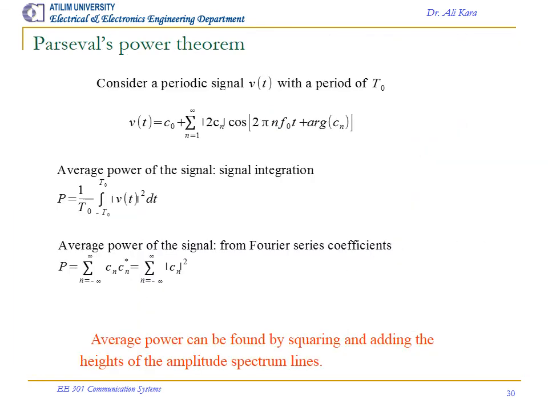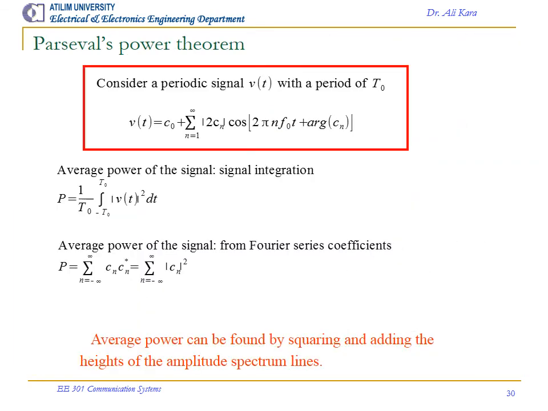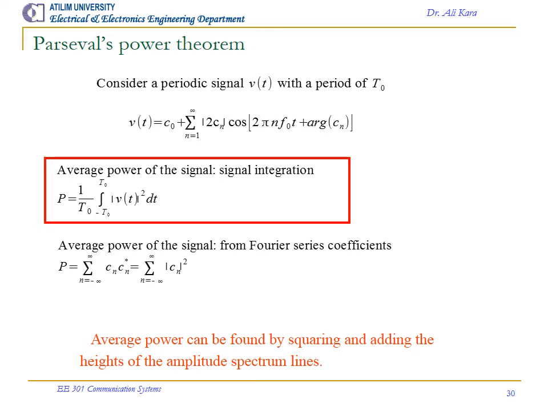Parseval's power theorem. Consider a periodic signal v of t, with a period of T0. According to Parseval's theorem, the average power of a signal can be found by this integral equation. Average power of v of t is equal to 1 over T0 times the integral from minus T0/2 to plus T0/2 of the square of the absolute value of v of t, integrated with respect to t.